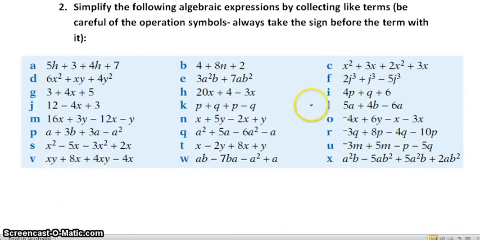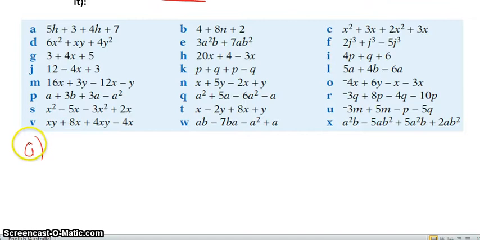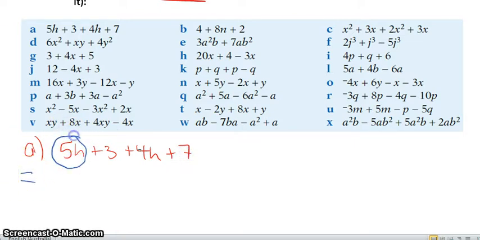Let's go down and have a look at some further examples. This time we need to be careful with the operation symbols, just as we did in the other one. So it says simplify by collecting like terms, always take the sign before the term. Let's just start with question A. I'm only going to do a few and I'm going to let you try some of the other questions. In the first one, we've got 5h plus 3 plus 4h plus 7. The only way I can simplify this is to collect like terms. So I've got 5h and 4h, and there's a plus before the 4, so it's going to be 9h. Then I've got plus 3 and plus 7, which makes plus 10, and that's my answer.